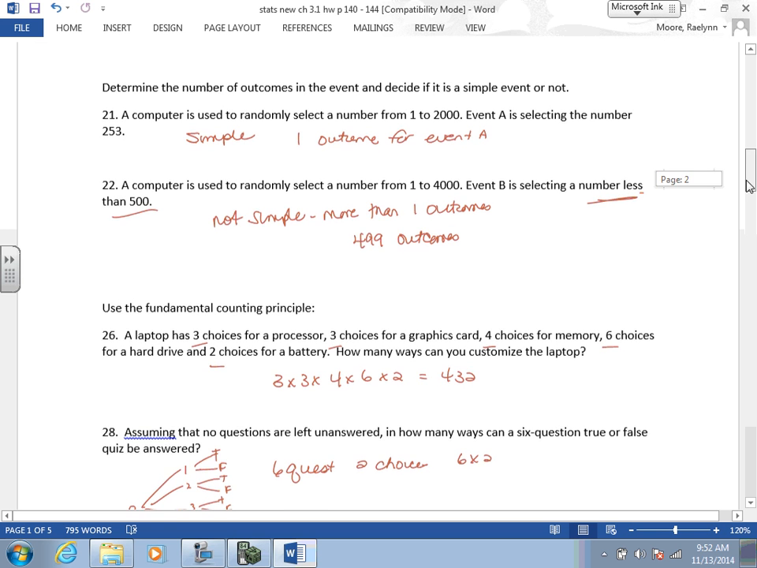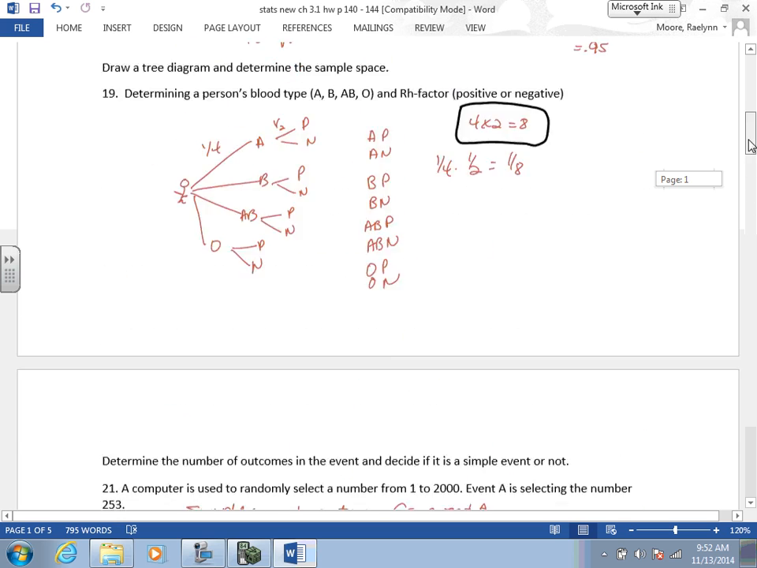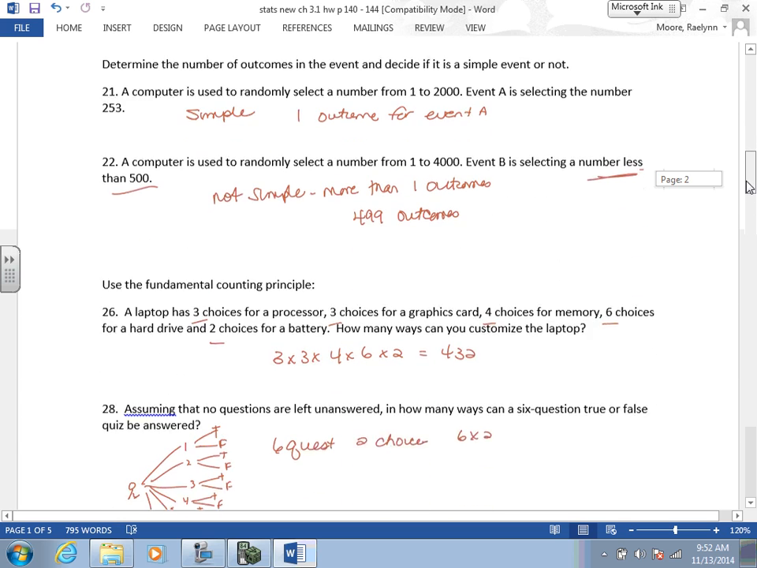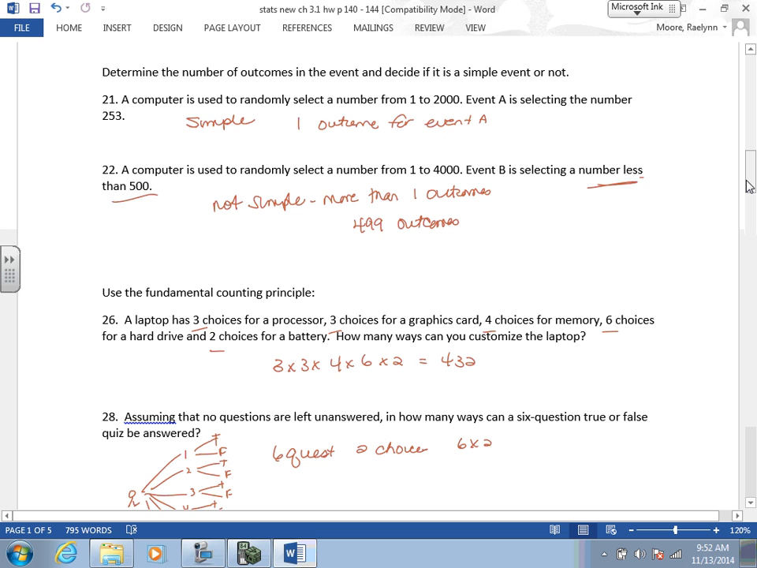You had to decide if they were simple or not. Any problems with that? Simple yields how many possible outcomes? 1. If it's not simple, it's more than 1. Good. Your counting principle, everybody go with that?